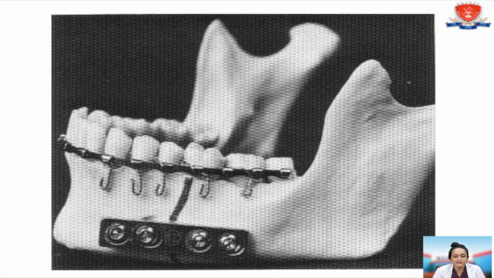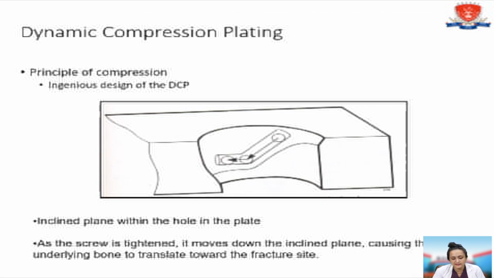Then there is dynamic compression plating. This diagram shows the dynamic compression plating. The transverse screw hole has an inclined plane within the hole in the plate. So when you place the screw passively and when you tighten the screw, it will glide. When the screw glides, both the bone fragments come together. So there is compression bone plating.